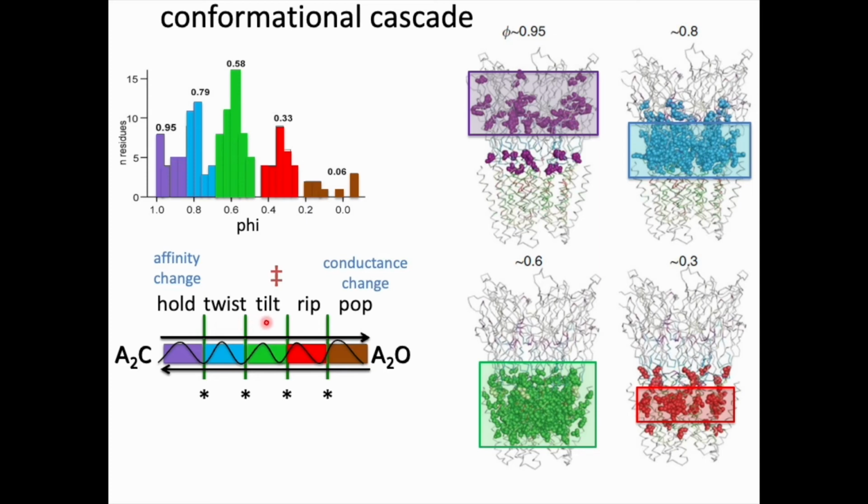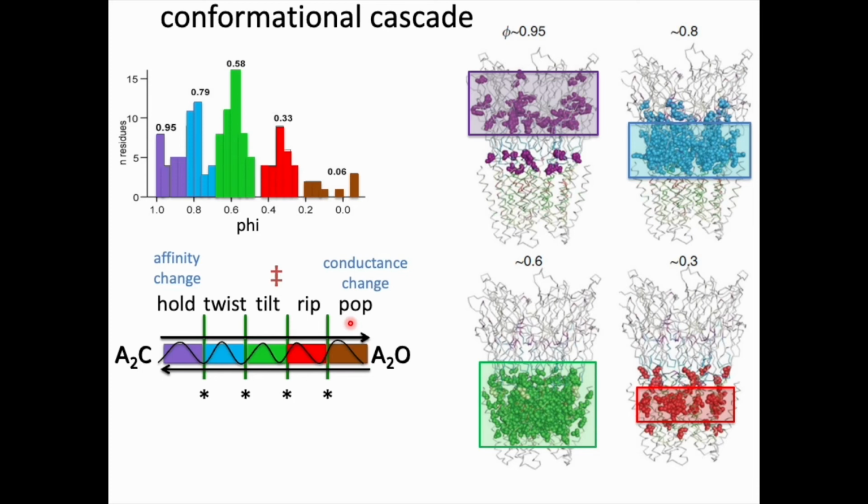I'll use the word tilt to describe the rearrangement of all the transmembrane helices, not just M2, all of them. The word rip I'm going to use for the gating motion of the gate region between the 9 and 13 prime, and I'm going to define pop as the fusion of the two water compartments, the extracellular and intracellular water compartments, which is what allows ions to start crossing the membrane.